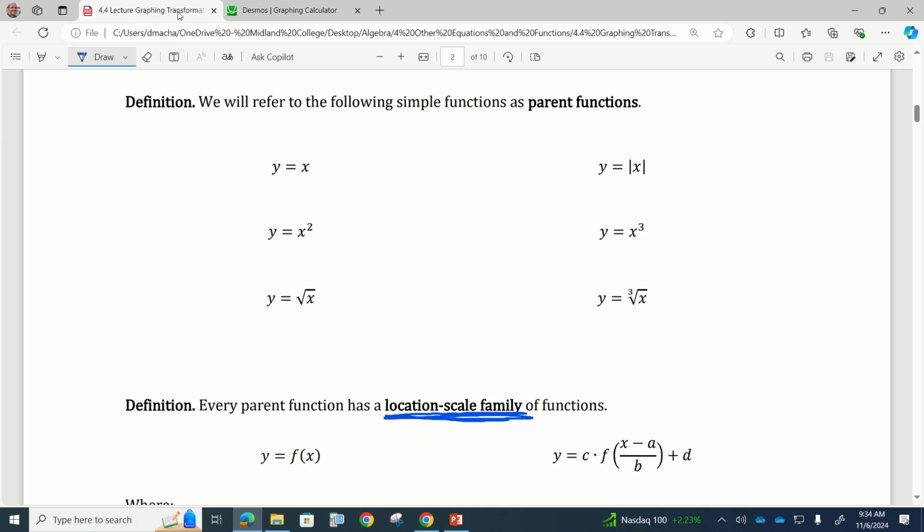And a family of functions is just a set of functions that have something in common. And the thing that these have in common is that every function in the location scale family is going to have exactly the same shape of the curve, but it's just going to be stretched or squished or moved up, moved down, moved left, moved right. It's going to have some kind of transformation happening to it.